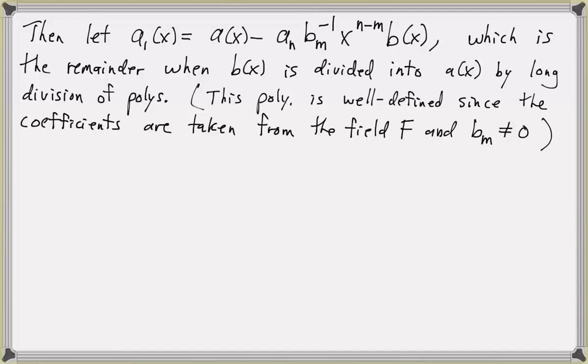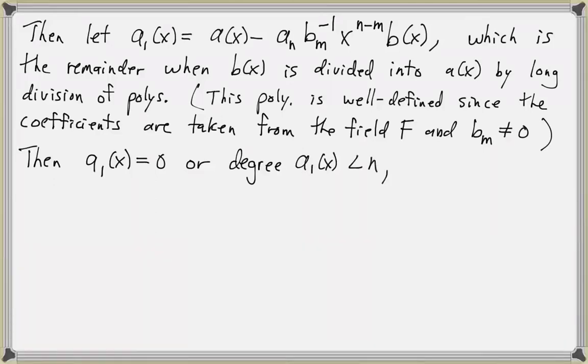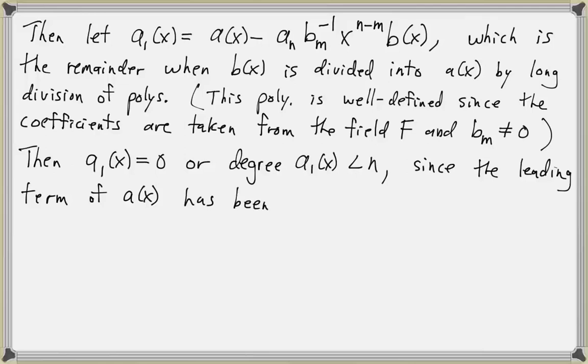Now, this polynomial A1 of X, if you take the A of X, you're going to subtract off the leading term of A of X by this calculation. So we see that A1 of X has to be a polynomial of degree less than N. So then A1 of X either equals zero or the degree of A1 of X is less than N, again, since the leading term of A of X has been subtracted.